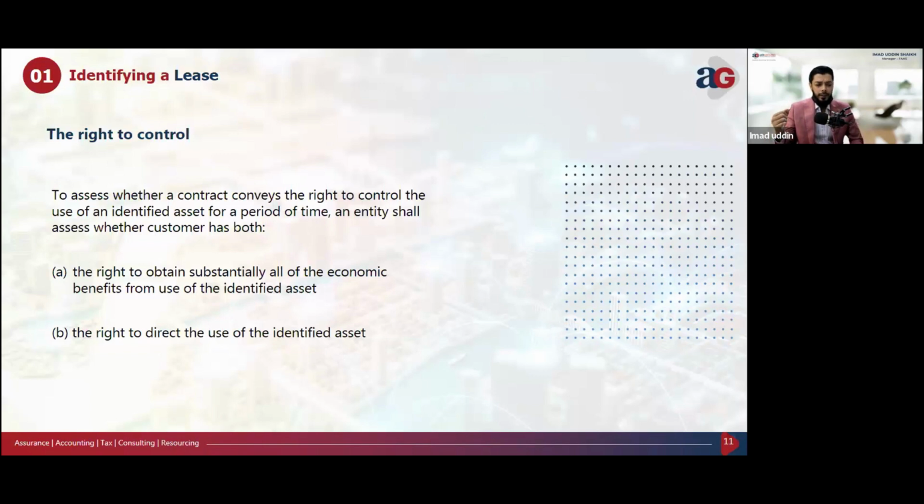And the second is the right to direct the use of the identified asset. So if I can obtain substantially all the economic benefits, and I can direct the use of that identified asset, then I have the right to control. But what does it mean to have the right to direct the use?